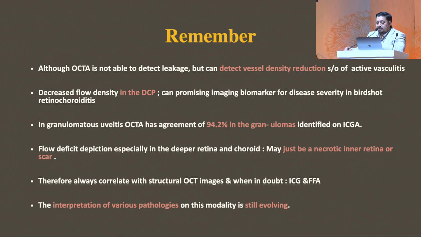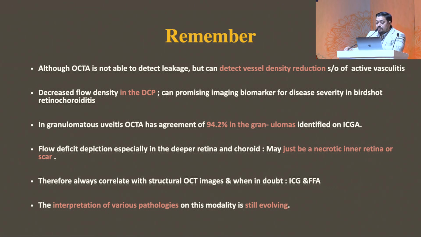So although OCTA cannot detect leakage, it can detect reduced vessel density, suggestive of active vasculitis. Decreased flow in the deeper capillary plexus can be a promising imaging biomarker for disease severity in diseases like birdshot retinochoroiditis. In granulomatous uveitis, OCTA has a 94.2% agreement with the granuloma seen on ICGA.